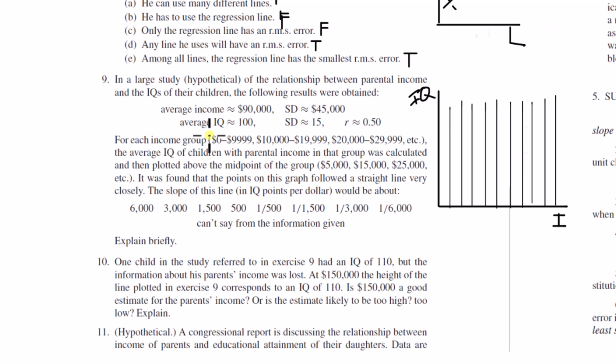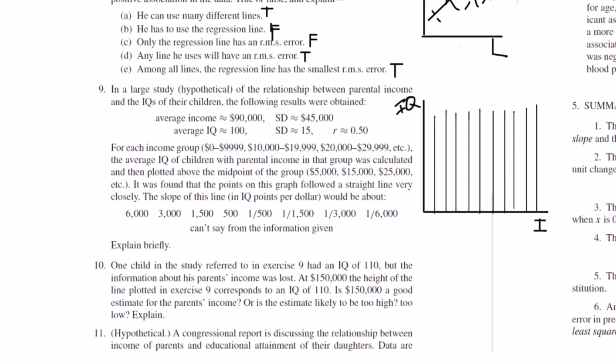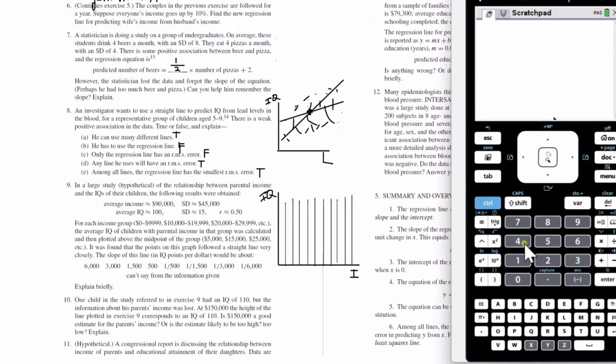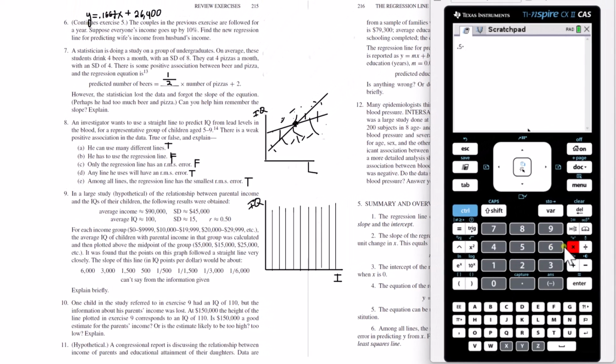And so the slope of the line then is, okay, it says it was found that the points on this graph followed a straight line very closely. The slope of this line would be about, because they're saying they didn't technically do regression. They're just saying this line was close to a straight line through all the points, and they kind of estimated what that line is. That's going to be close to the slope of the regression line. So what's the slope of the regression line? That's just going to be R times sigma Y, which is IQ, divided by sigma X, 45.